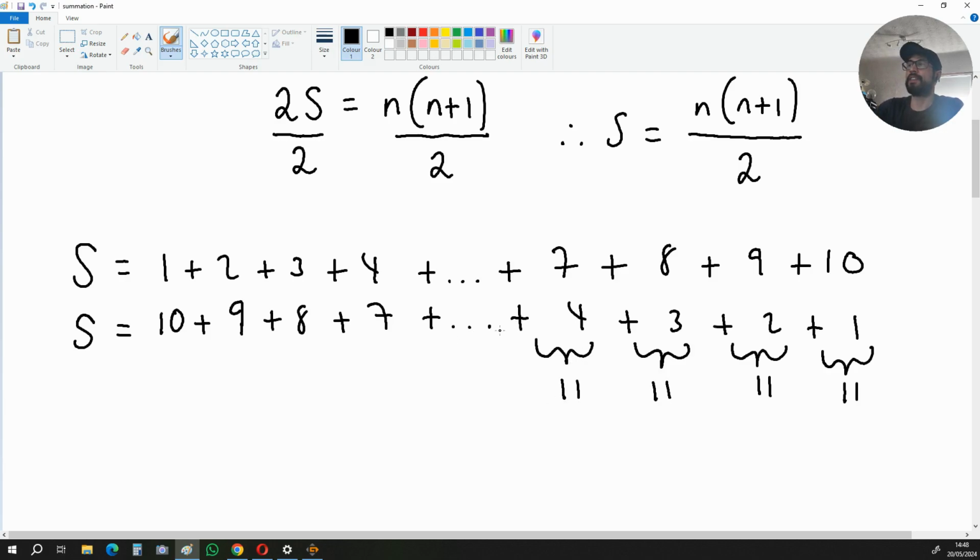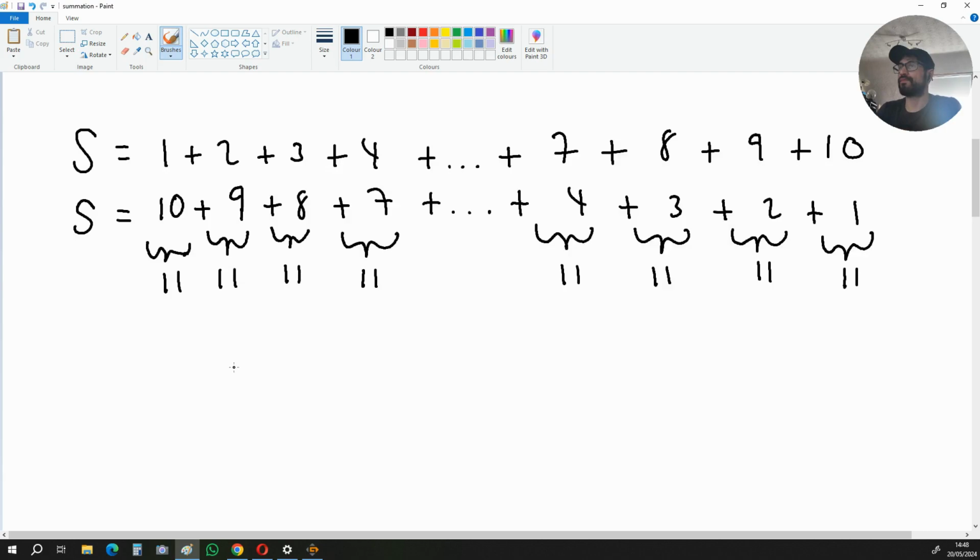Everything in between, the 5 and 6, etc., if we do the sums there, we're going to get 11. 4 plus 7 again is 11. 3 plus 8 is 11. 9 plus 2 is 11. And 10 plus 1 is 11.